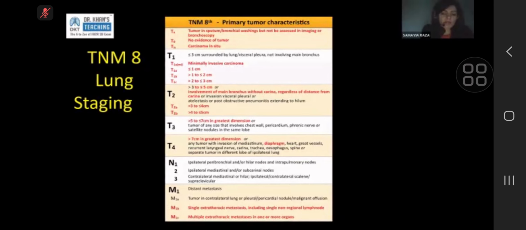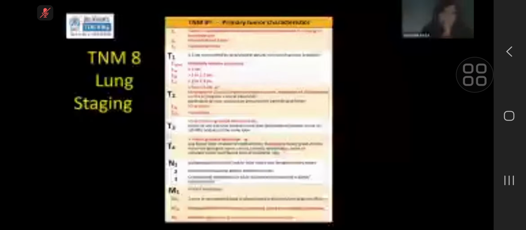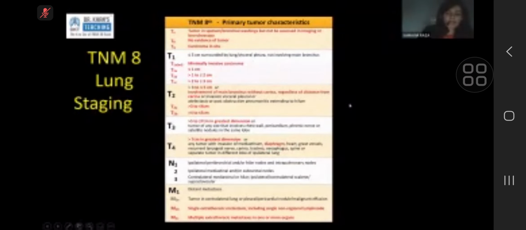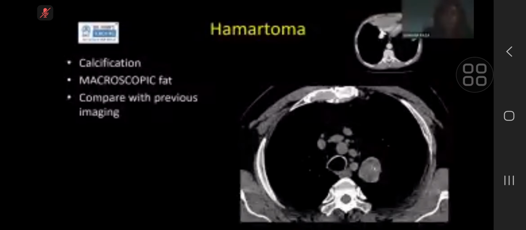And what is important to remember is non-regional lymph node. So an axillary lymph node is not an N disease, it is an M disease for lung cancer because it is not a regional node, it is not a node that lung drains into. So that's something worth remembering. Again, something you can very easily look up when you're reporting.